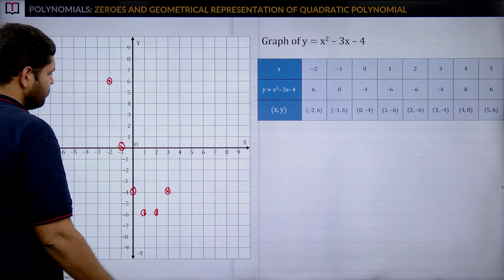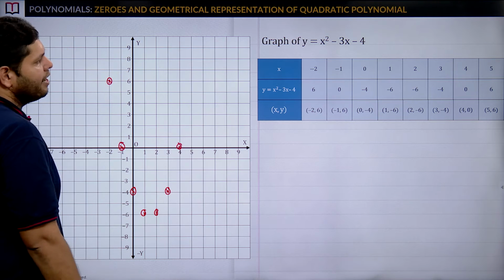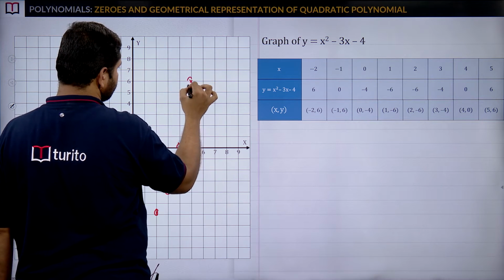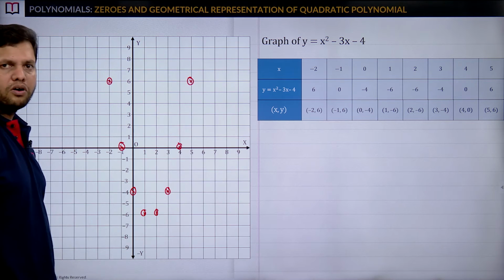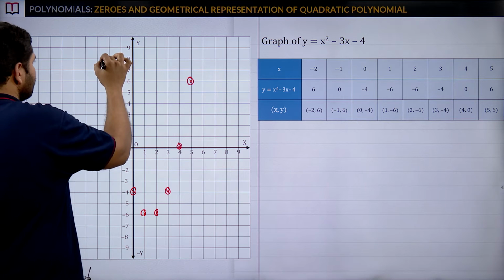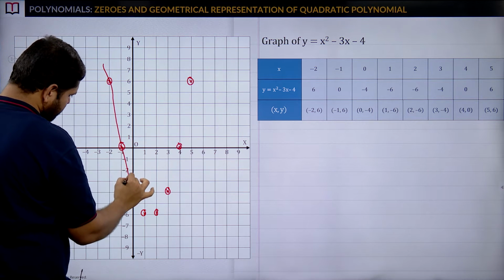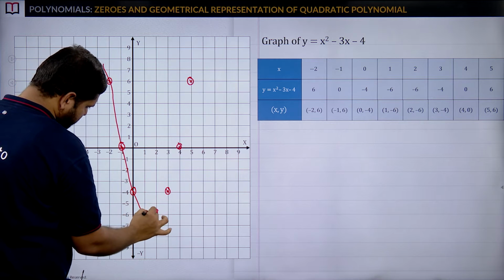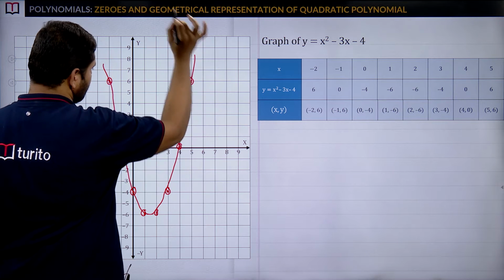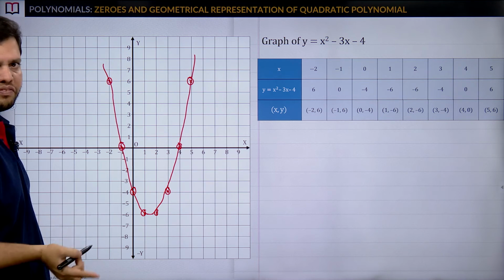4 comma 0. x is 4 and y is 0. And next value, what children? 5 comma 6. So 5 comma 6 means the point is here. Clear children? I am plotting all the points on the graph. Now join all the points slowly with free hand. First I am plotting all the points, then I am joining with the free hand.